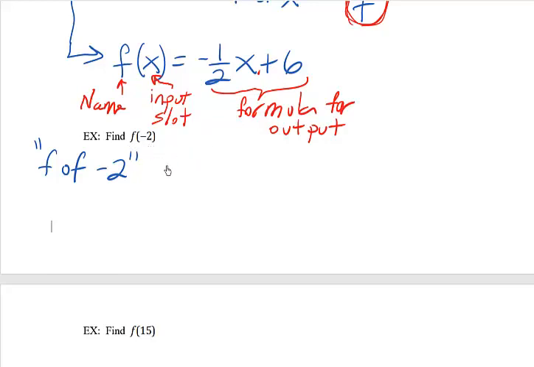Well, how am I going to do that? How am I going to find f of -2? Well, that's where the equation comes in.